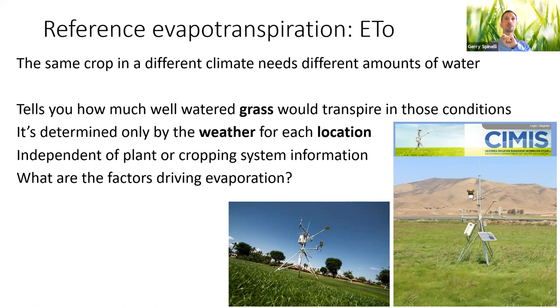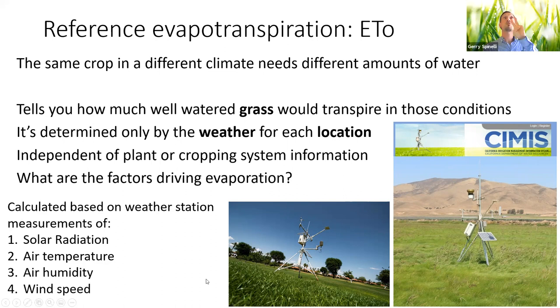And these four factors are what this weather station measures. The factors are solar radiation, which is the strongest driver. Solar radiation is the strongest driver. Air temperature, as almost everybody guessed, atmospheric humidity, and wind speed. So again, these are the four climatic, the four weather factors that drive this concept of evaporative demand of the atmosphere, the reference evapotranspiration. Are there any questions about this?